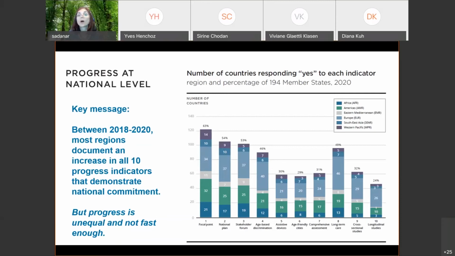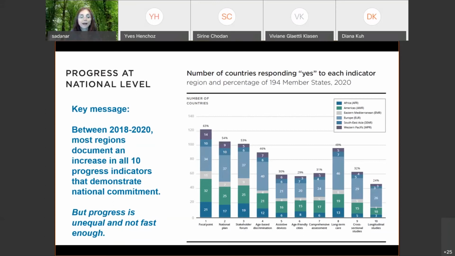The one on having a focal point has the highest. We have about 63% of countries that say yes, but then we have a lot of variation. We also did this over 2 time periods, and we can see globally that we are making a little bit of progress over the last 2 years, but the progress is unequal and not fast enough. So this dialogue with countries to develop policies and to be quicker is really important.